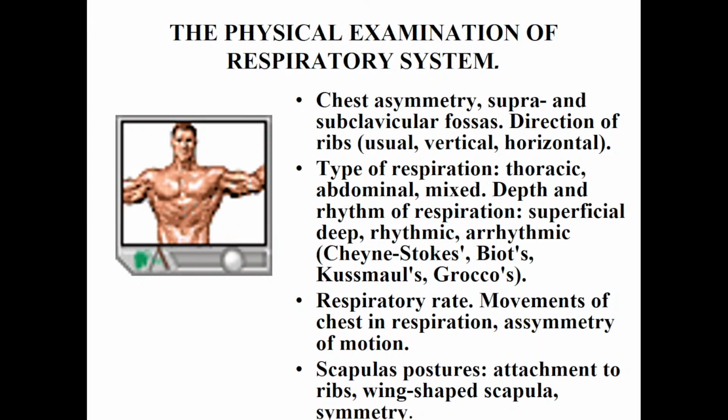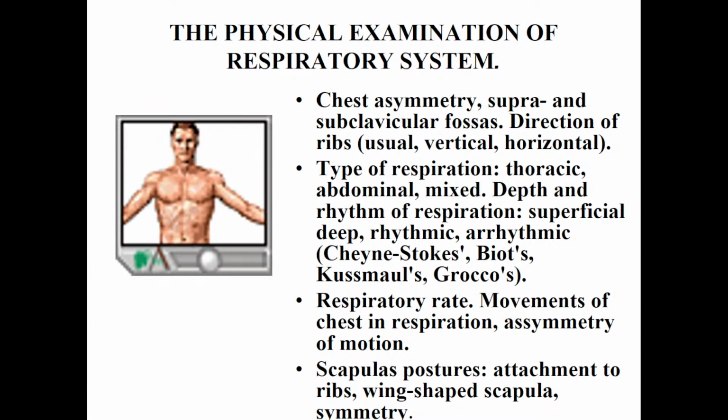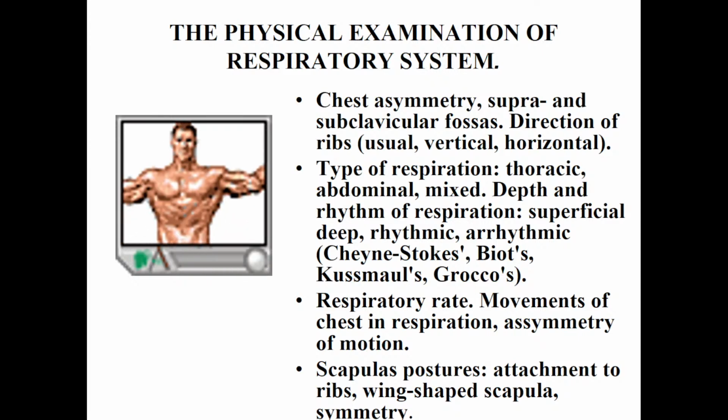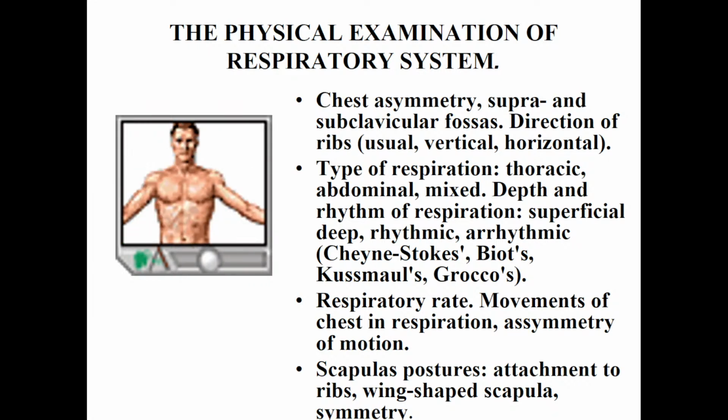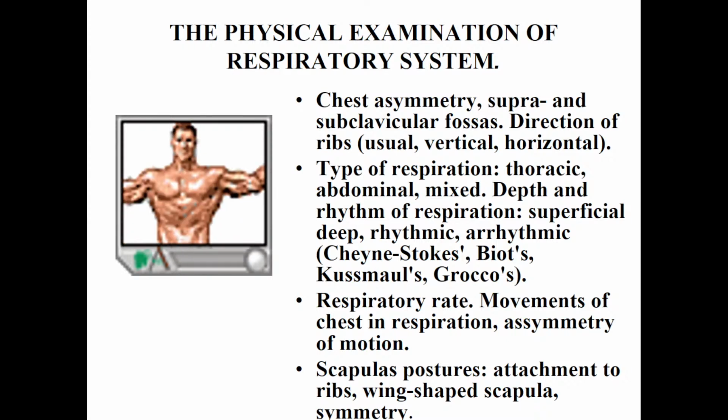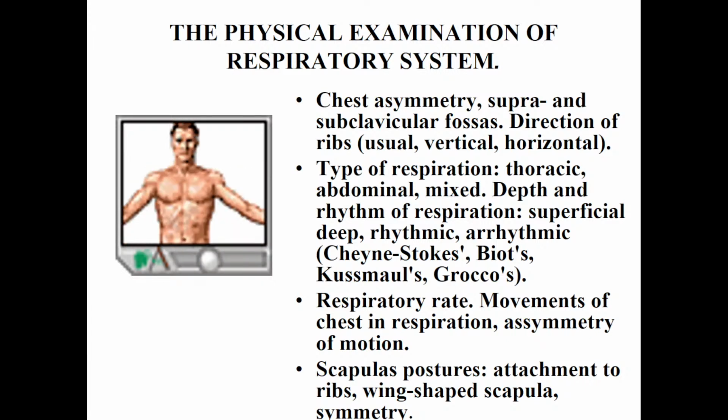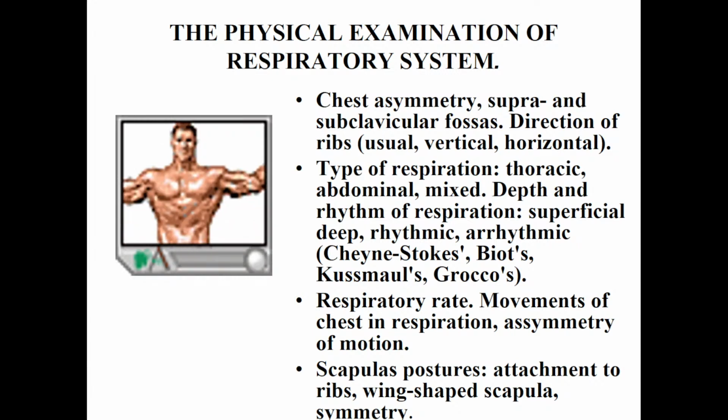So continue. Next we will talk about the physical examination of the respiratory system. Chest symmetry, supraclavicular and subclavian fossae. Direction of ribs: usual, vertical, horizontal. Type of respiration: thoracic, abdominal, mixed. Depth and rhythm of respiration.